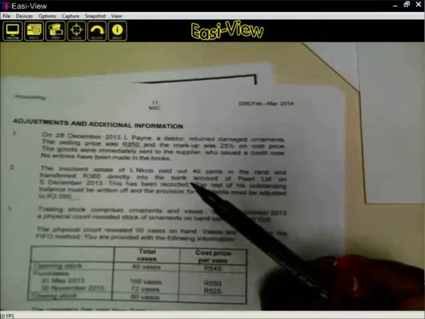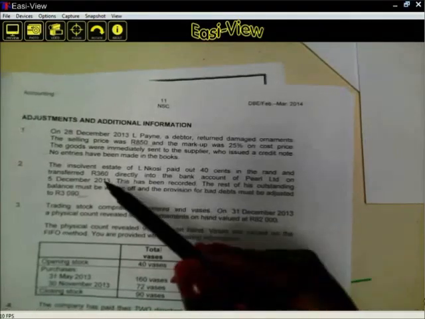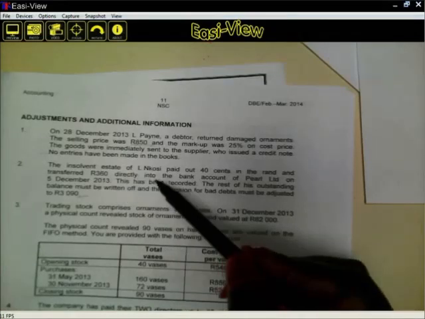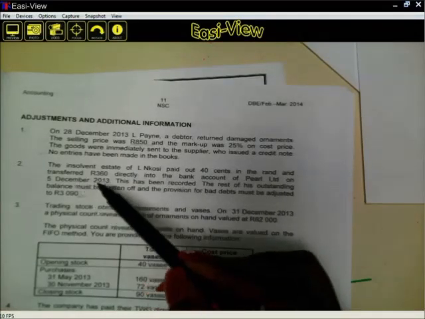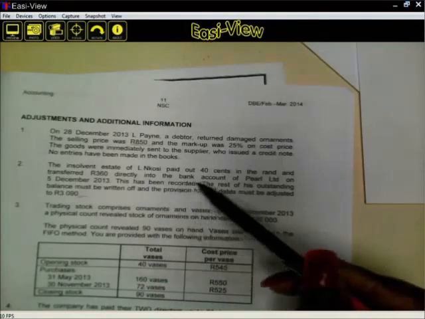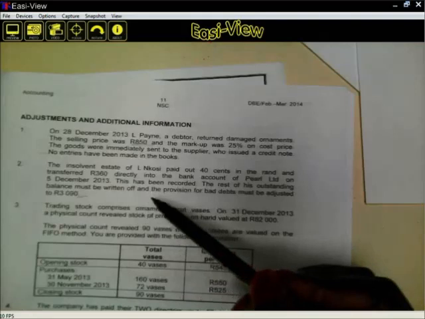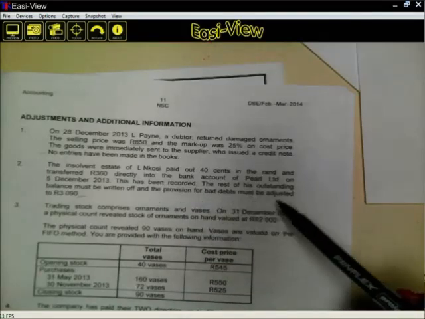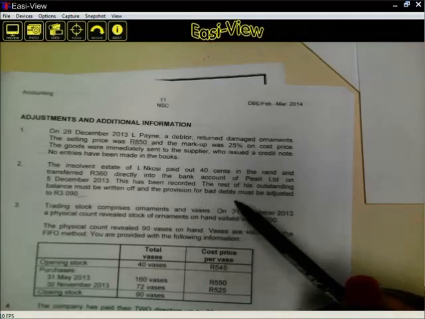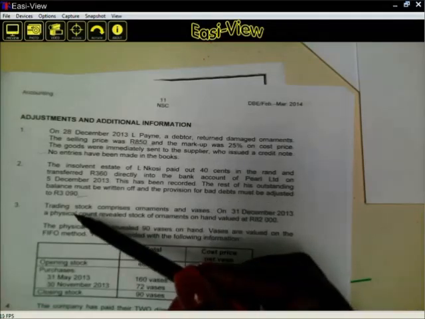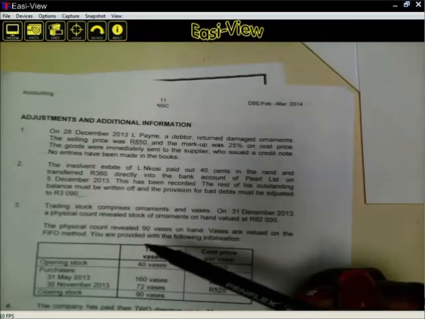Adjustment number 2. It reads as follows. The insolvent estate of El Nkosi paid 40 cents in the rand and transferred 360 directly into the bank account of Pearl Ltd on the 5th December 2013. This has been recorded. The rest of the outstanding balance must be written off, and the provision for bad debts must be adjusted to 3,090.